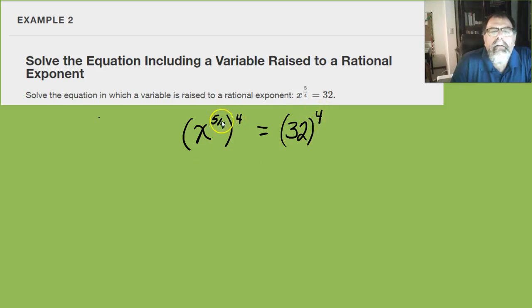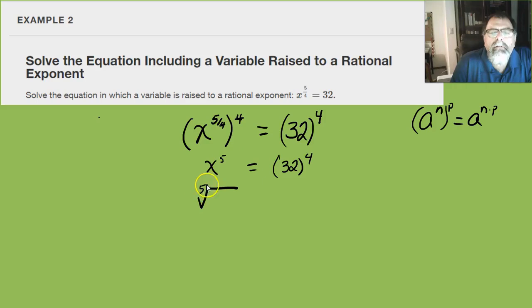So you're going to take the 4th power of both sides. And then remember the rule of a power to a power for exponents. You're just going to multiply the powers. So 5/4 times 4, you can cancel that, and you get x to the 5th equals 32 to the 4th power. I'm not going to work that out. That's a really big number.